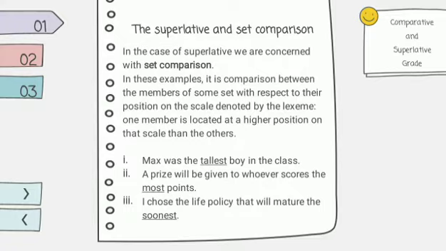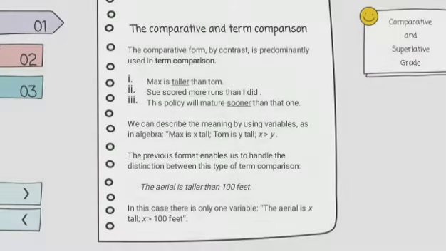In the second example, the set is not expressed in the sentence itself, but it is implicit. It consists of those participating in some competition in which points are scored. The scale is the number of points scored. The prize will be given to the participant who ranks top on this scale. In the third example, the comparison is between a set of life insurance policies ranked by date of maturing. I chose the one that matures before all the others.